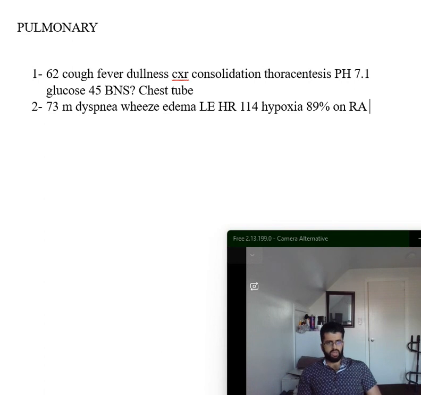X-ray is okay. Why is the patient hypoxic? We don't know, right? Okay. So what would you do? The best next step? You do CT angiography, CTA, PE protocol.